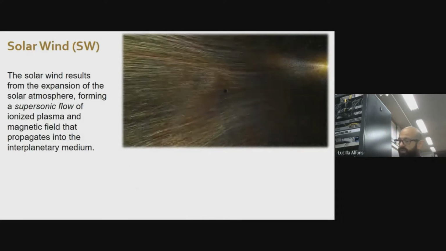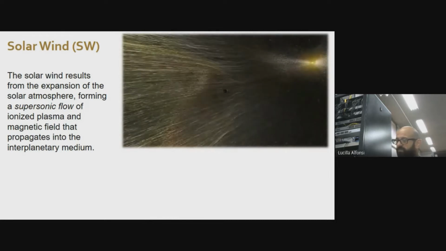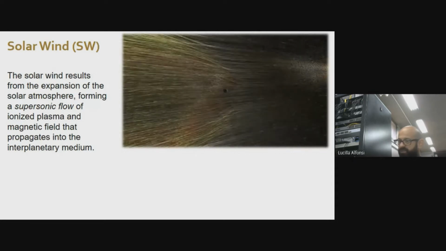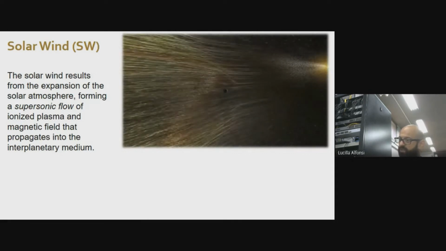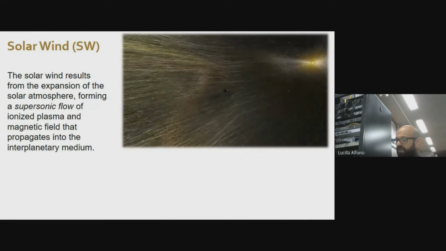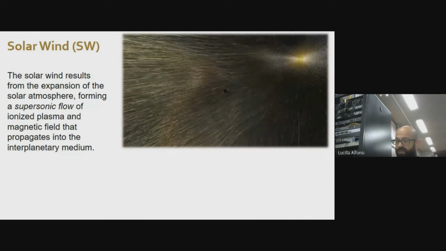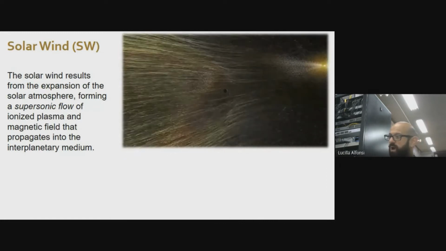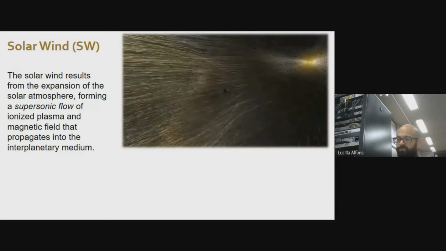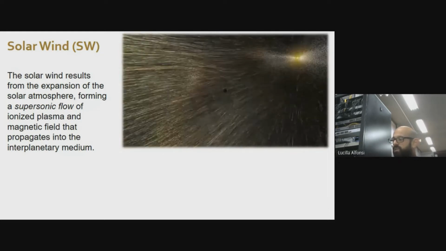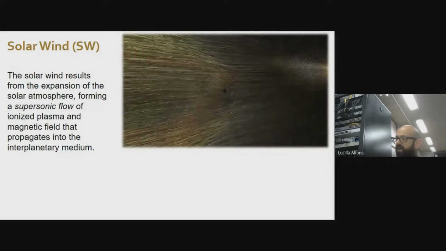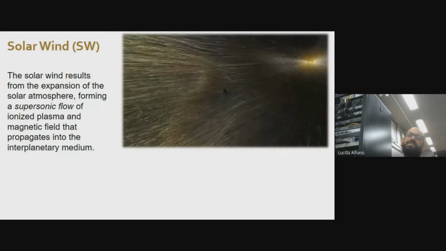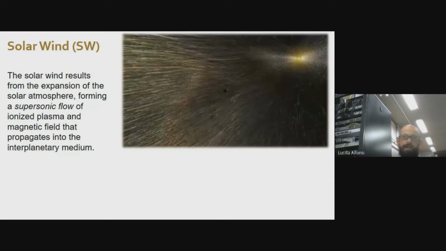Just to recap, the solar wind is a particle flow coming from the sun towards the Earth, and the solar wind is responsible for the transport of the interplanetary magnetic field. So the magnetic field of the sun through the interplanetary space is the one that interacts with the magnetosphere, creating the condition for the injection of particles and energy into the ionosphere. So it's basically responsible for the geomagnetic storm.